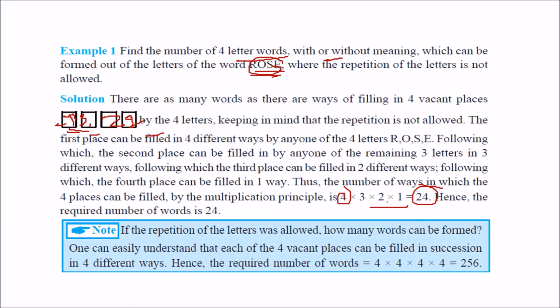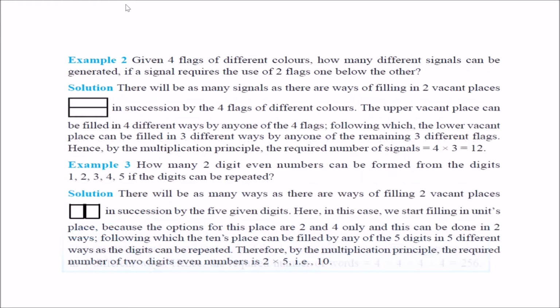This is 24. The required number of words is 24 if the repetition is not allowed. But if the repetition is allowed, then the first can be chosen in 4 ways because 4 options are available. For the next also 4 options are available: R, O, S, E, all. So 4 into 4 into 4 into 4, that is 256.